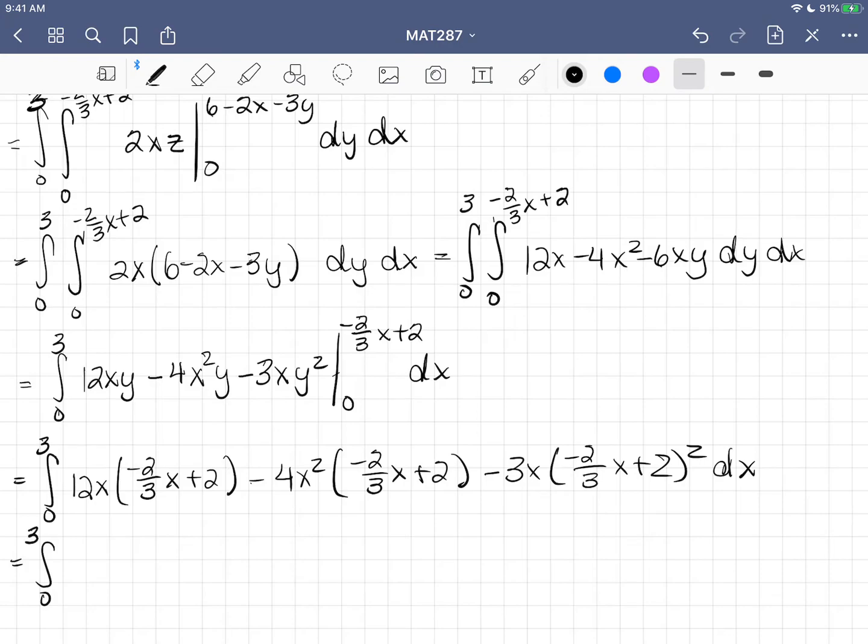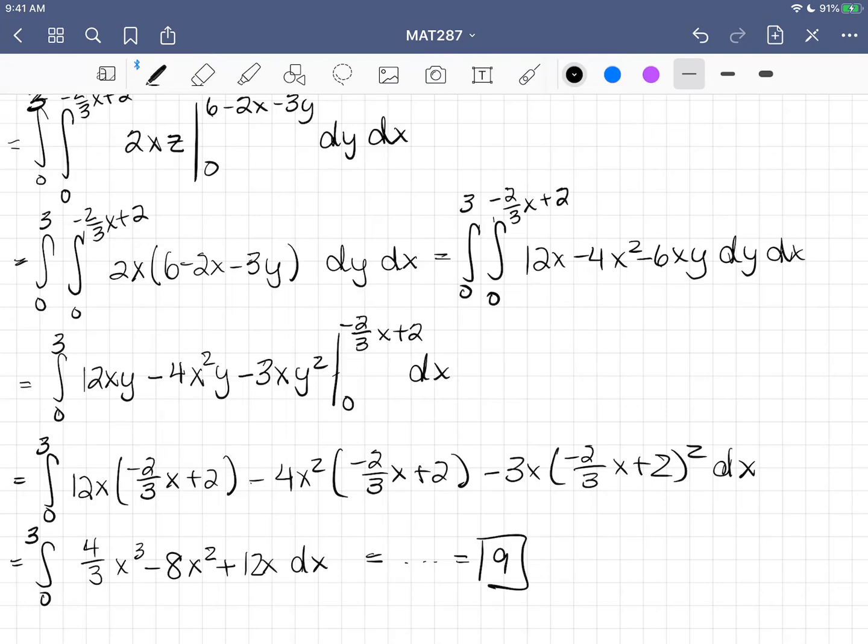Now I know you don't want to watch me clean this up. This is just cleaning up a polynomial. So let me just tell you what we get when we distribute and FOIL out that last term. You should get 4/3 x cubed minus 8x squared plus 12x dx. And now this is a Calc 1 integral. We're just integrating a regular polynomial. So again, let me just tell you what you get. The answer should be 9.